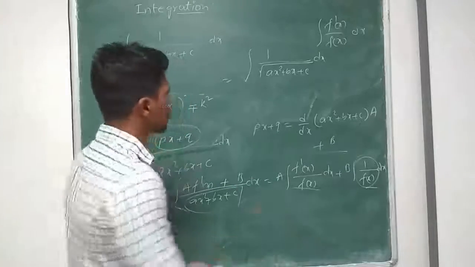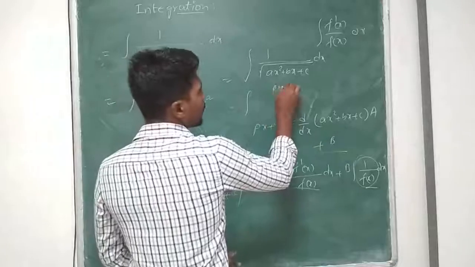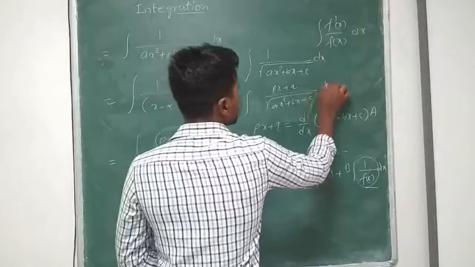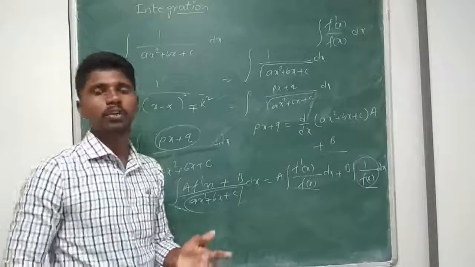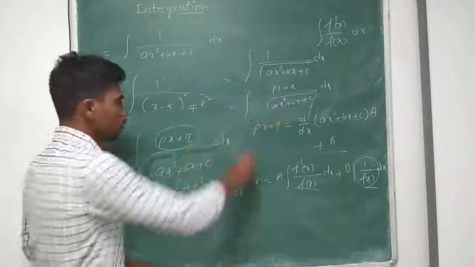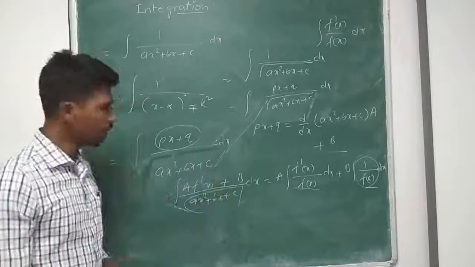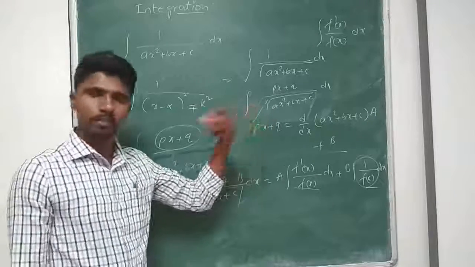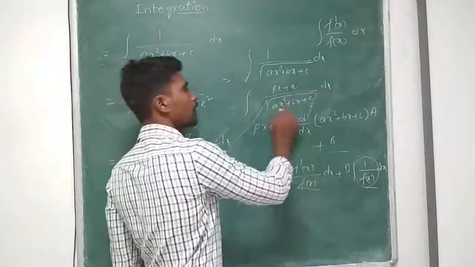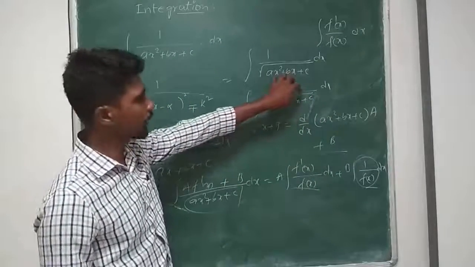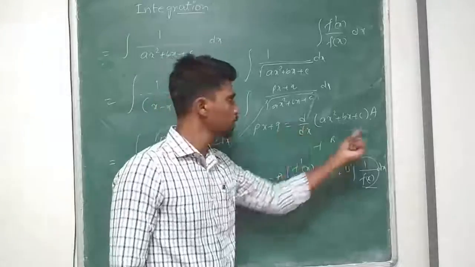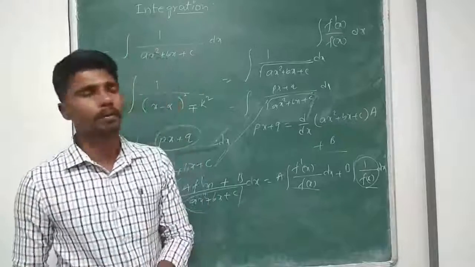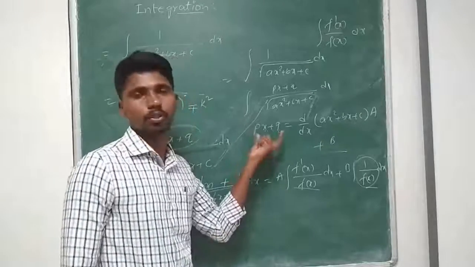Now next, one more. Integral px plus q by square root of ax square plus bx plus c dx. So what do we do? What you expected, the same thing. These two are similar. Here ax square plus bx plus c doesn't have any square, but we have a square root. We take this one as f of x. We convert px plus q as a into f dash of x plus b. We find out the values of a and b by equating to px plus q.